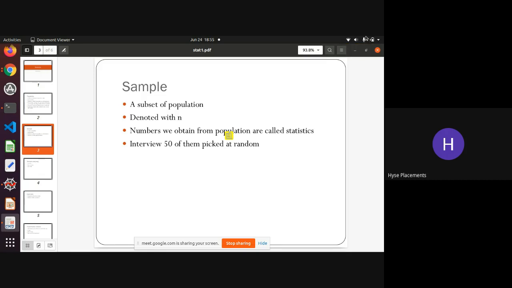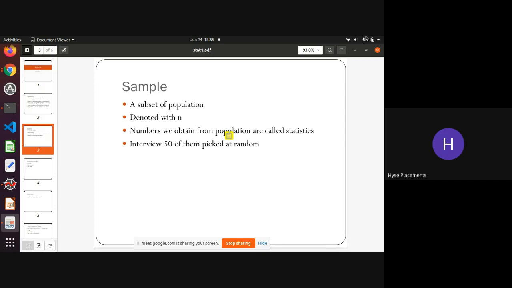Suppose the interviewer goes to the canteen, because the canteen is the place where students come in between classes as well. There he randomly picks 50 students from the group. Those 50 represent the entire college.